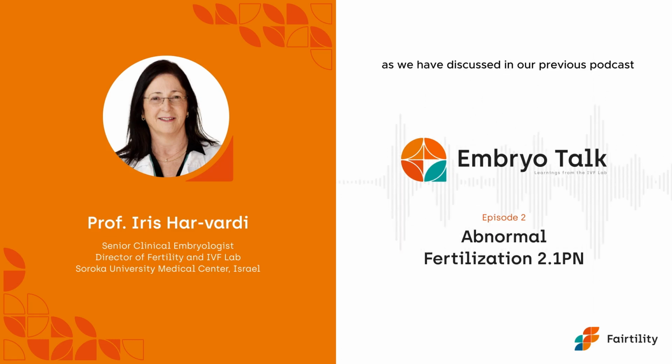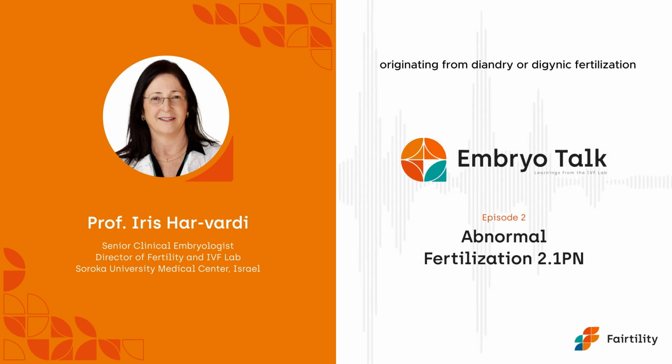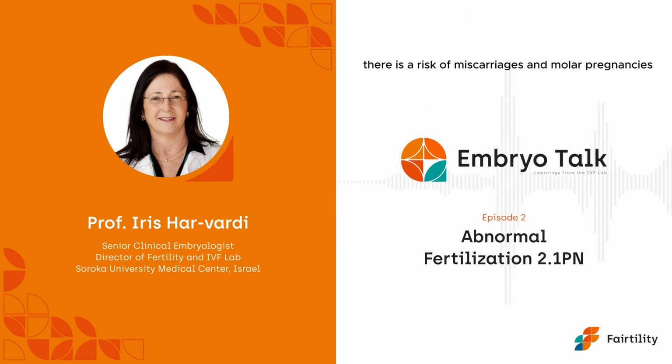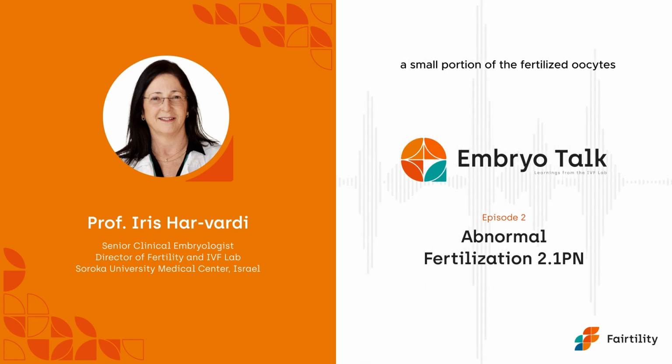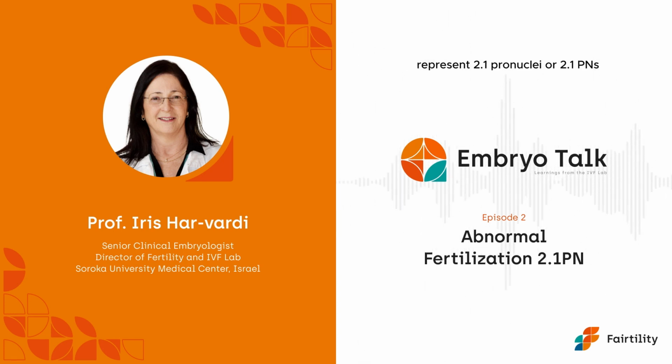As we have discussed in our previous podcast, 3PN zygotes are considered to have a polyploid chromosomal content originating from diandry or digenic fertilization. In this case, there is a risk of miscarriages and molar pregnancies. For that reason, they should not be transferred, although different studies have previously shown that a considerable proportion of them are diploid. A small proportion of the fertilized oocytes represent 2.1 pronuclei, or 2.1 PNs.